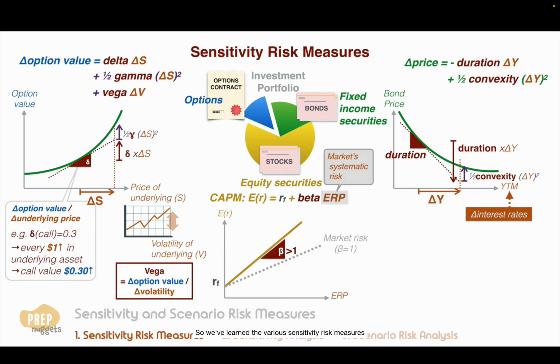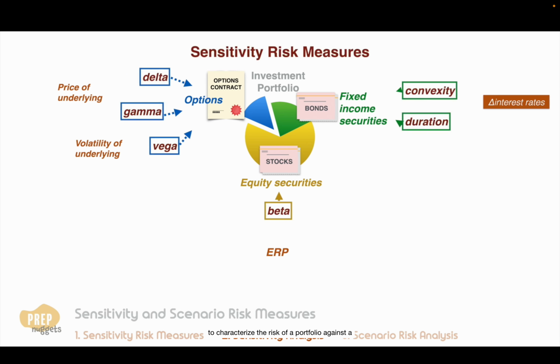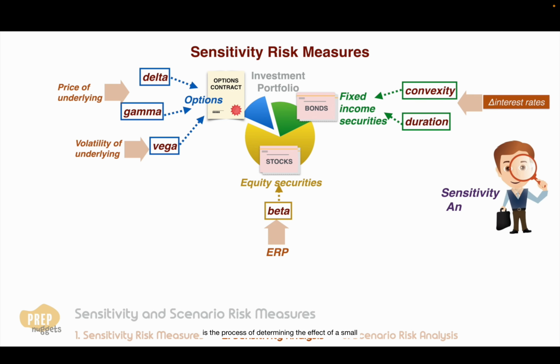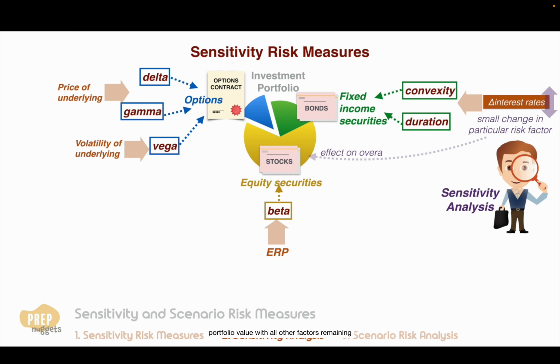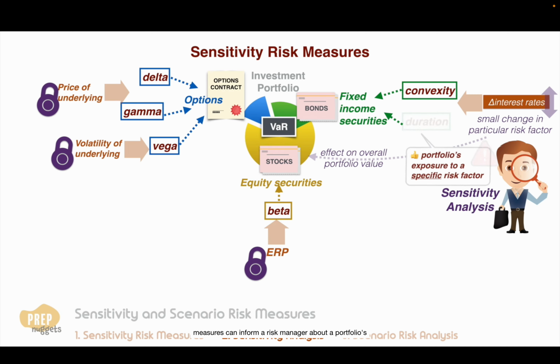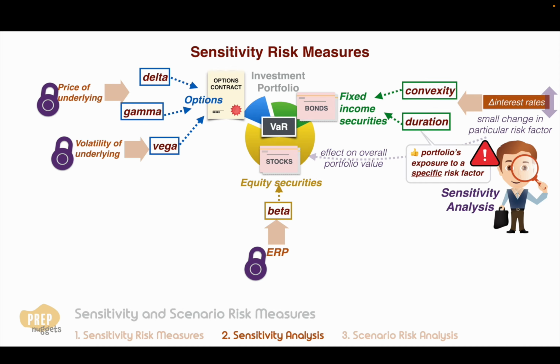So we've learned the various sensitivity risk measures to characterize the risk of a portfolio against a variety of risk factors. Sensitivity analysis is the process of determining the effect of a small change in a specific risk factor on the overall portfolio value, with all other factors remaining constant. The advantage over VAR is that sensitivity risk measures can inform a risk manager about a portfolio's exposure to a specific risk factor to facilitate risk management.